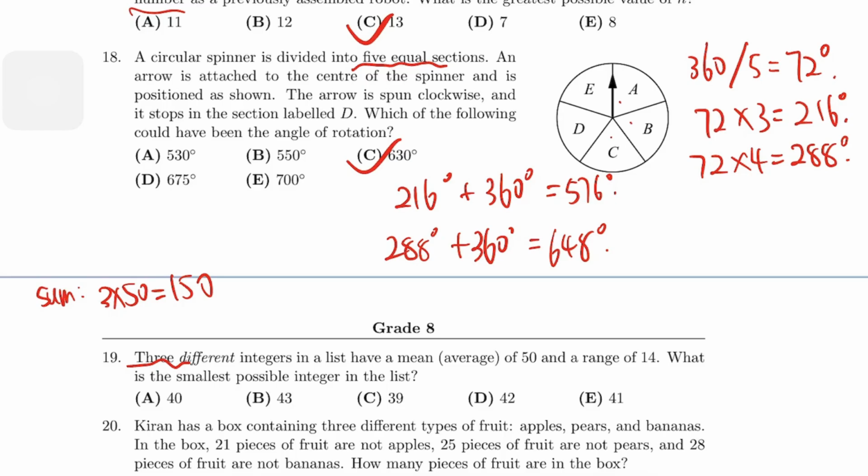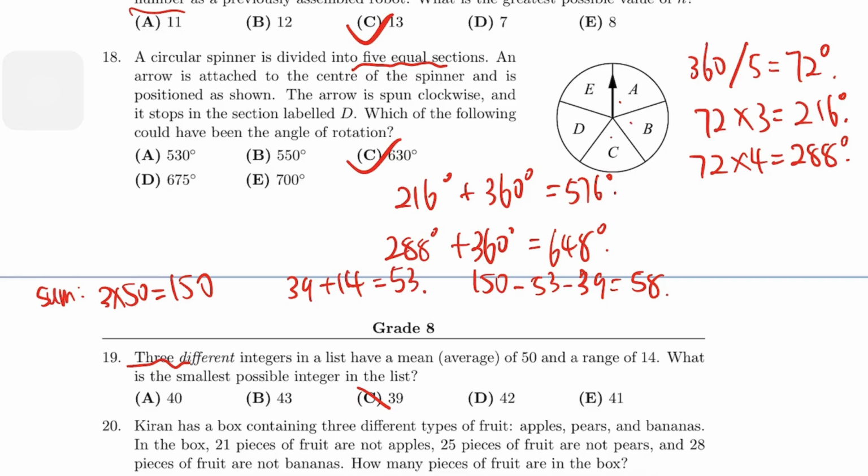So let's see if 39 is workable. If 39 is the smallest, so the greatest will be 39 plus 14, which is 53. So 53, we use the sum 150 minus 53 minus 39, which give us 58. And 58 is not in the middle, so 39 is not our answer.